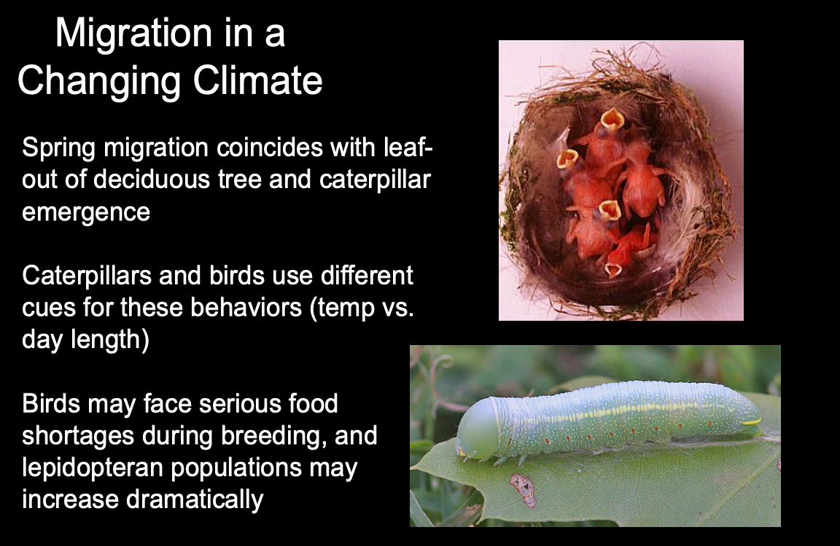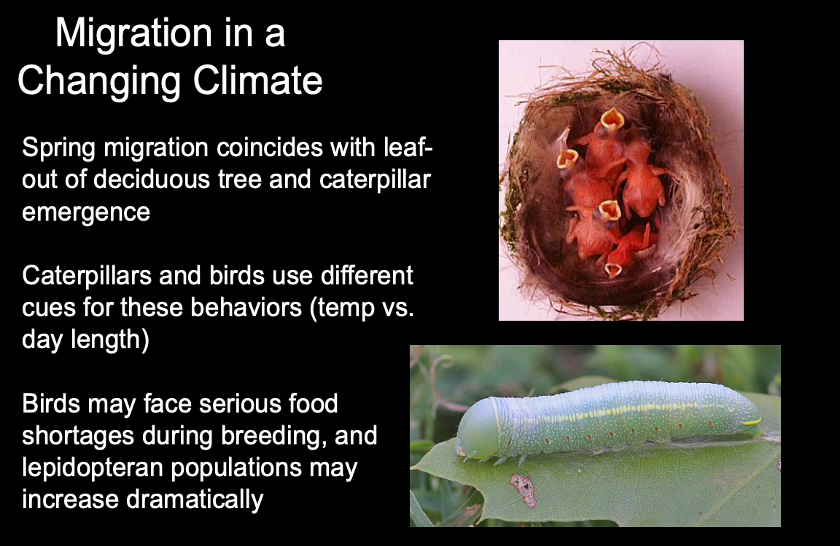Birds may face serious food shortages during breeding, and lepidopteran populations may increase dramatically if they don't coincide with the predators that help keep their populations in check. Lepidopterans are butterflies and moths. These are the insects that produce caterpillars.